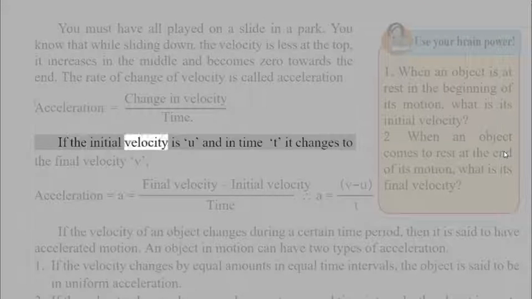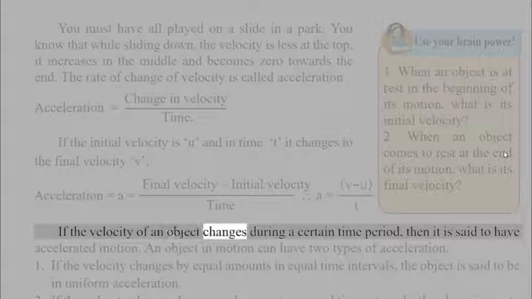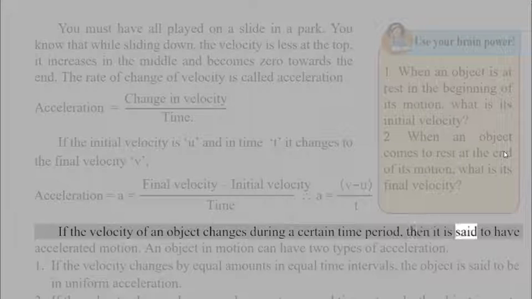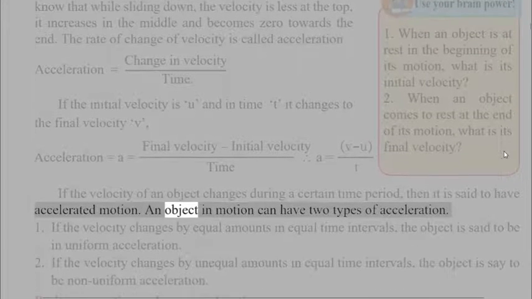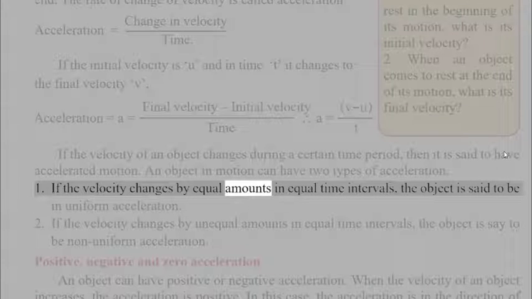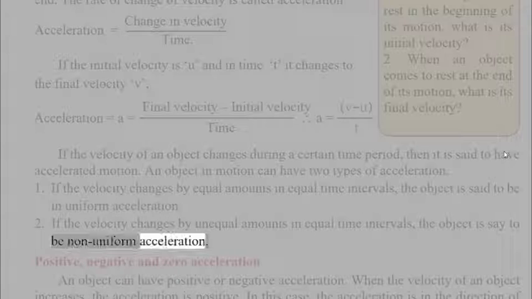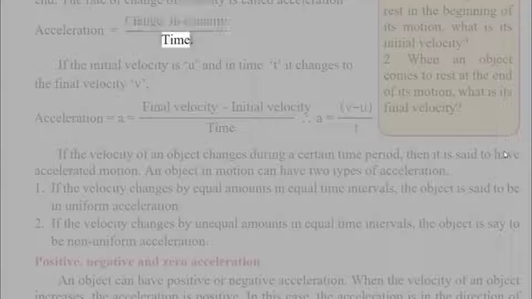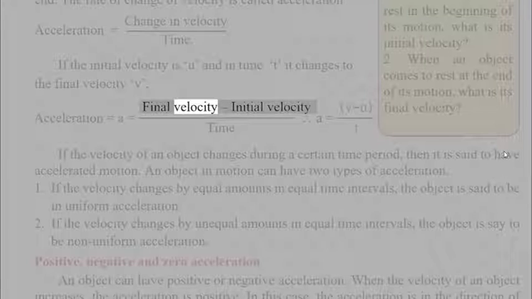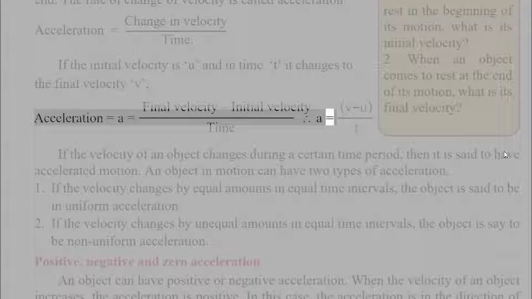Acceleration equals change in velocity divided by time. If the initial velocity is u and in time t it changes to the final velocity v, then a = (v − u)/t. If the velocity of an object changes during a certain time period, then it is said to have accelerated motion. An object in motion can have 2 types of acceleration. 1. If the velocity changes by equal amounts in equal time intervals, the object is said to be in uniform acceleration. 2. If the velocity changes by unequal amounts in equal time intervals, the object is said to be in non-uniform acceleration.